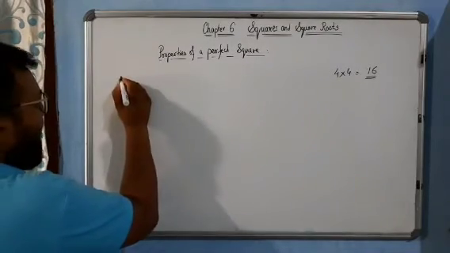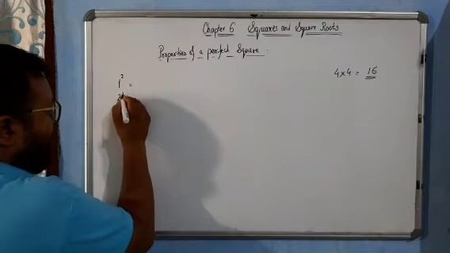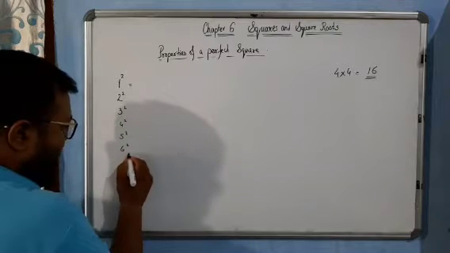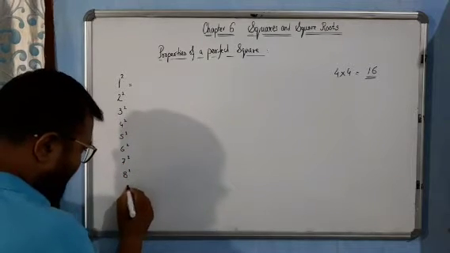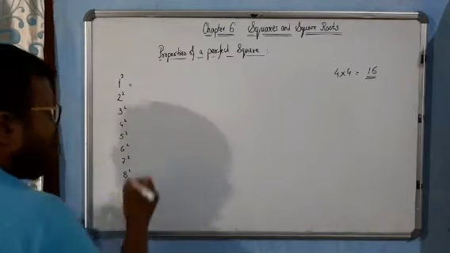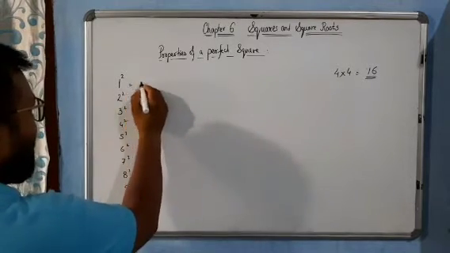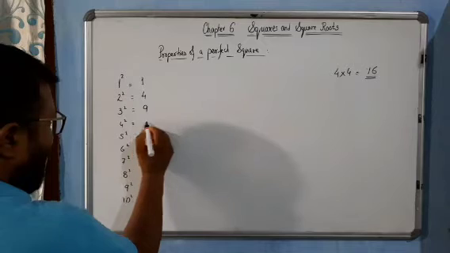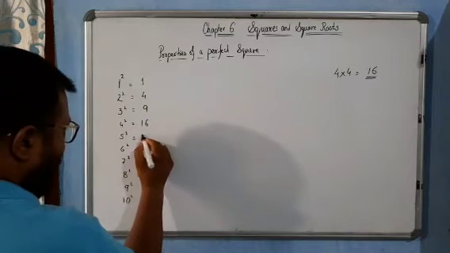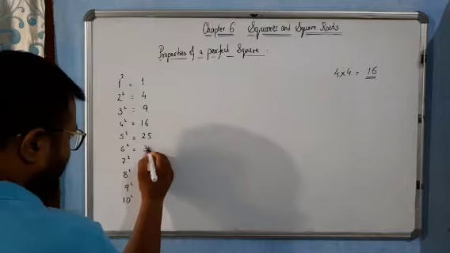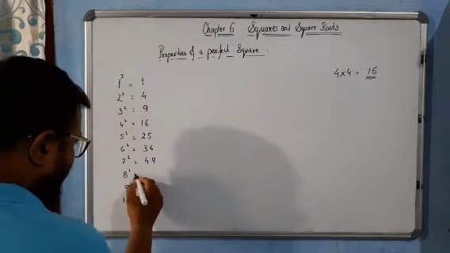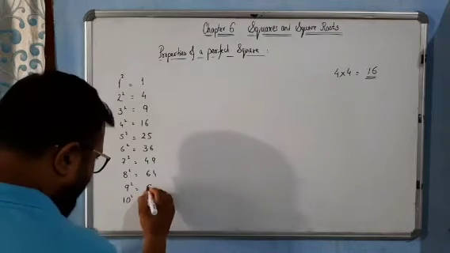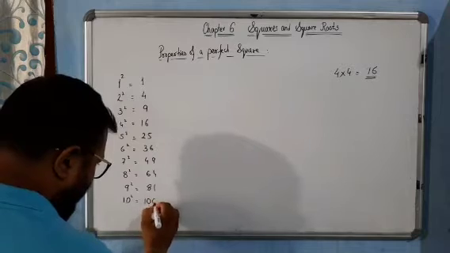Listen here. 1 squared, 2 squared, 3 squared, 4 squared, 5 squared, 6 squared, 7 squared, 8 squared, 9 squared and 10 squared. Let's see what the results will be. 1 squared is 1, 2 squared is 4, 3 squared is 9, 4 squared is 16, 5 squared is 25, 6 squared is 36, 7 squared is 49, 8 squared is 64, 9 nines are 81 and 10 tens are 100.